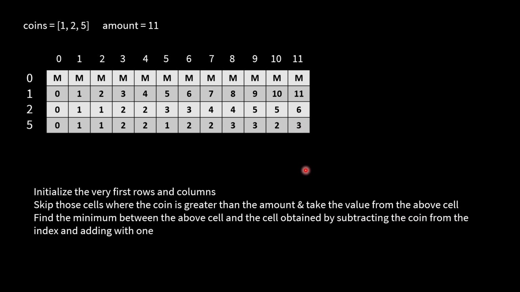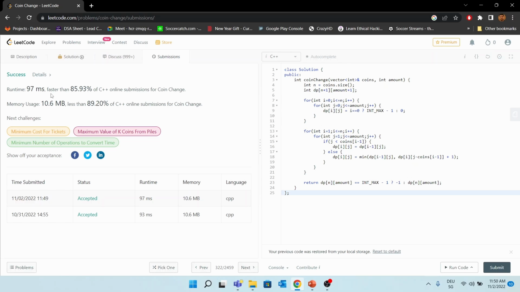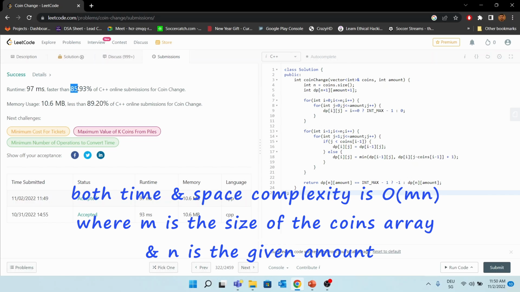Now we try to solve this problem in Leetcode. Here I have written a solution of the coin change problem using the approach I just discussed. Now let's run it. So here we can see we got a success, and our solution is faster than almost 86% of other solutions, and memory usage is less than almost 90% of other solutions.